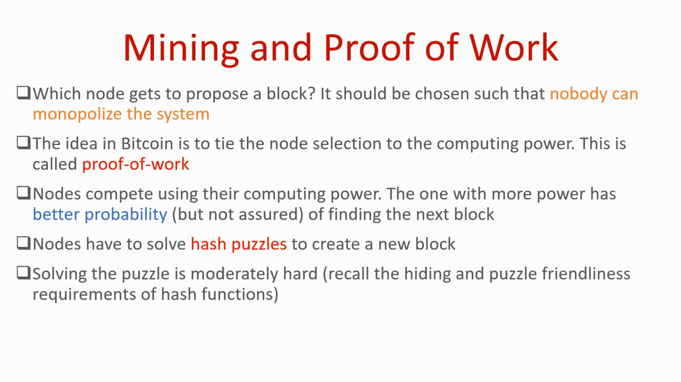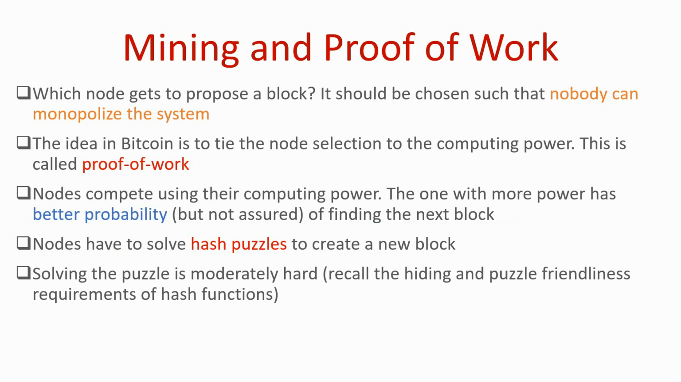We don't want to end up with the Scrooge coin scenario where Scrooge gets to decide which transactions get to be added. So we want to keep the system distributed. We want to avoid monopolizing the system. Basically, to do that, we want to choose the node that proposes a block in a way that is random.